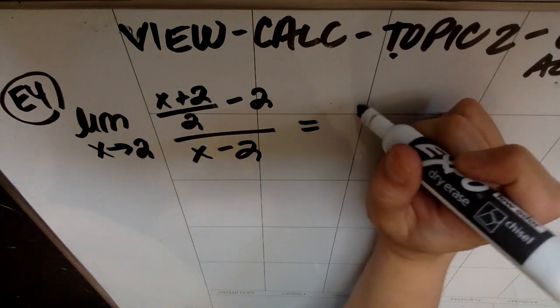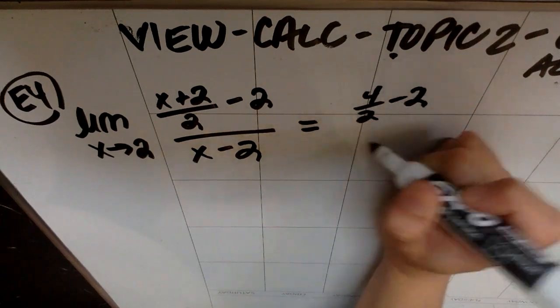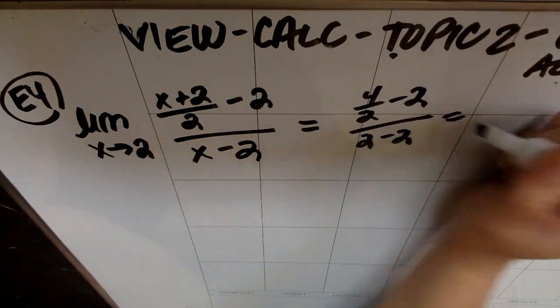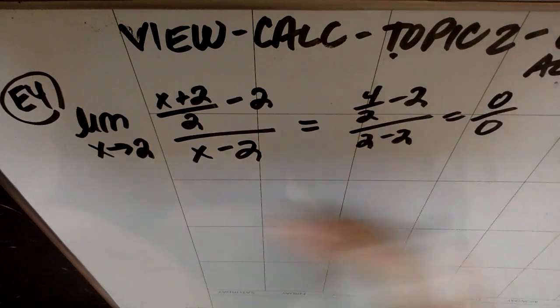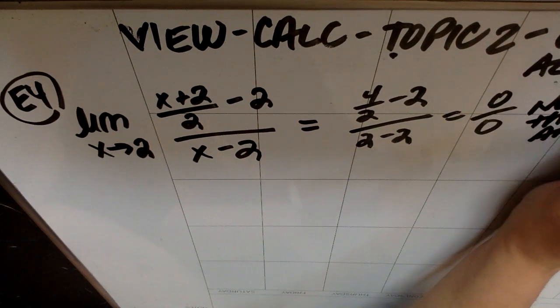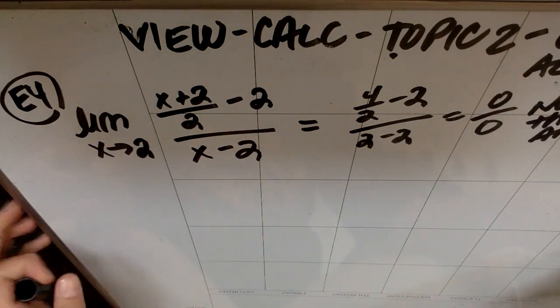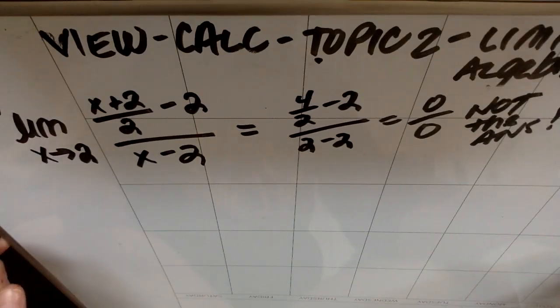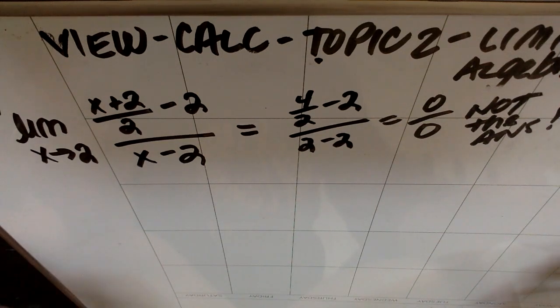When I plug in, I get 4 over 2 minus 2 on the top, and on the bottom I get 2 minus 2. So the answer seems to be 0 over 0, which is, of course, not the answer, right? That's not ever the answer. So what that means is I'm going to have to simplify. Here, factoring is not my best plan, right?